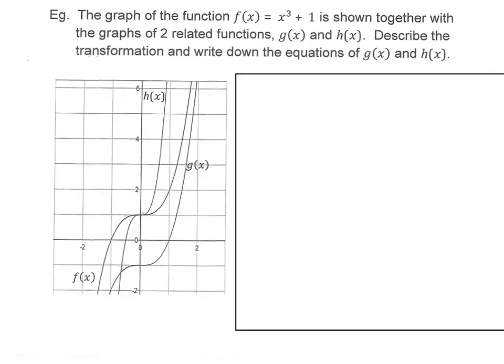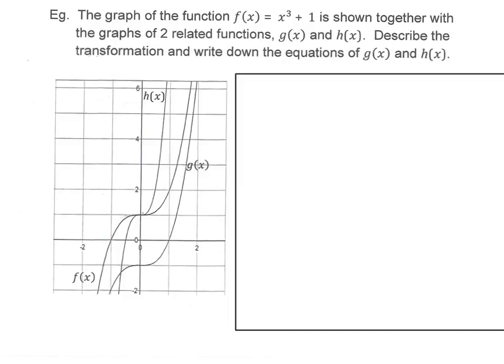This next example is slightly different. So we've been given the original function f of x, which is this curve here, x cubed plus 1, and it's shown with two related graphs, g of x and h of x, just two transformed functions. What we have to do is describe the transformation and then write down the equations.